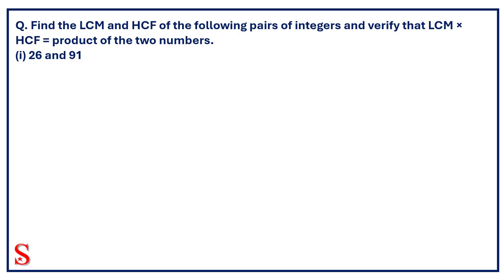Next question. Now here we have to find out LCM and HCF both. So the first question here is, find the LCM and HCF of the following pairs of integers and verify that LCM multiply HCF equals the product of the two numbers. So here we'll find out the factors of 26 and 91 first of all. So let's start.